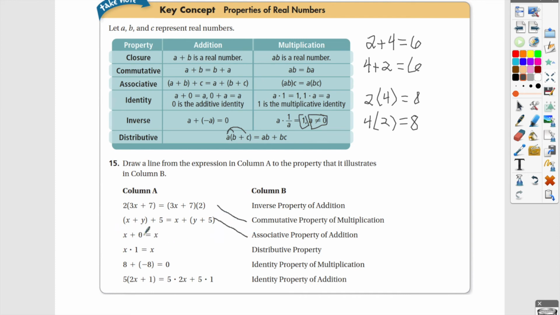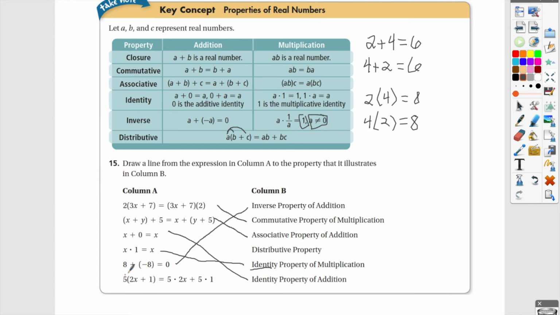You have x plus 0 equals x. That was the identity because you're keeping it the same. The identity for the multiplication is also going to be the next one because, again, whenever you start with a number and you end with that same exact number, it's going to be considered an identity. All right? 8 plus negative 8 equals 0. That is the inverse property, and since we're adding, it's going to be of addition.